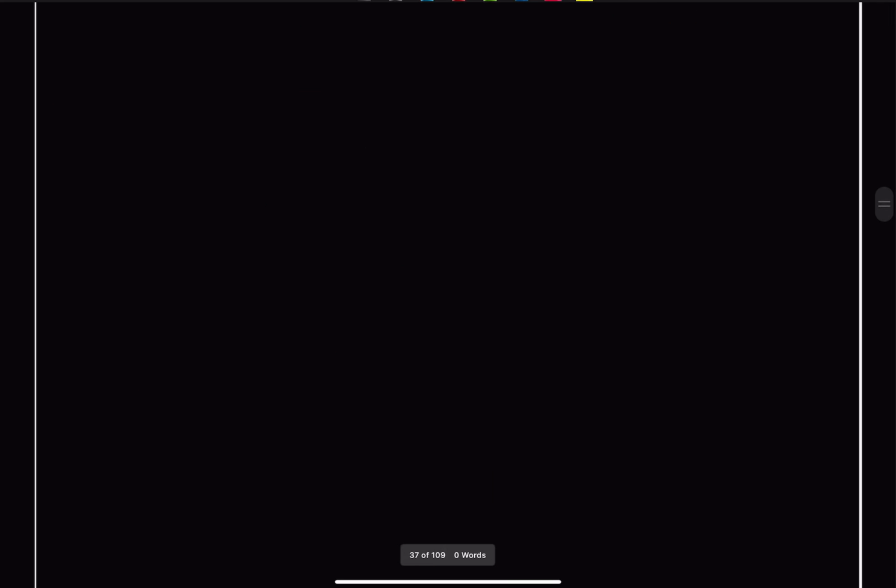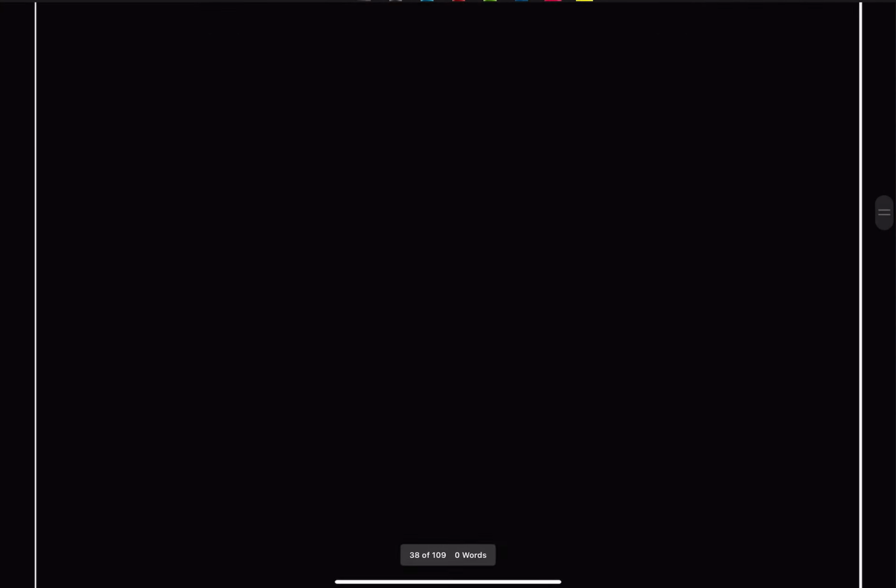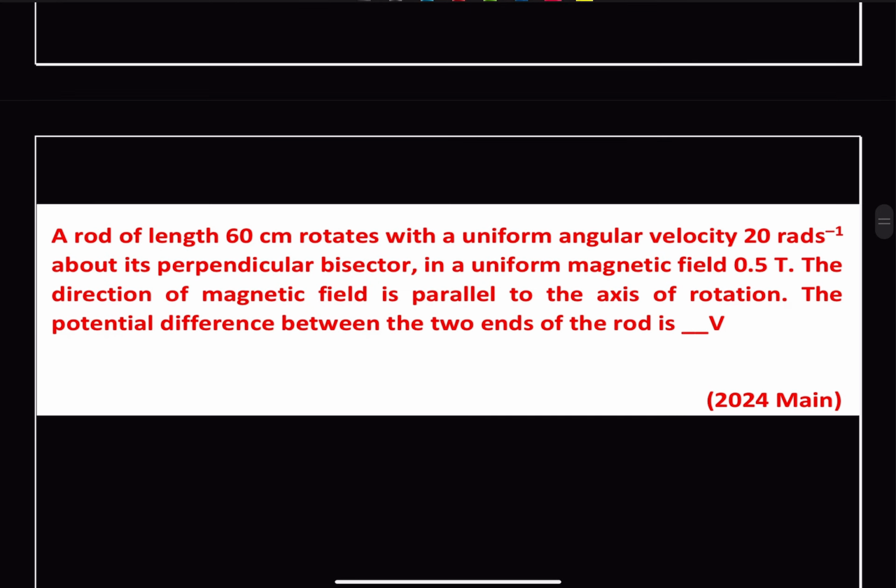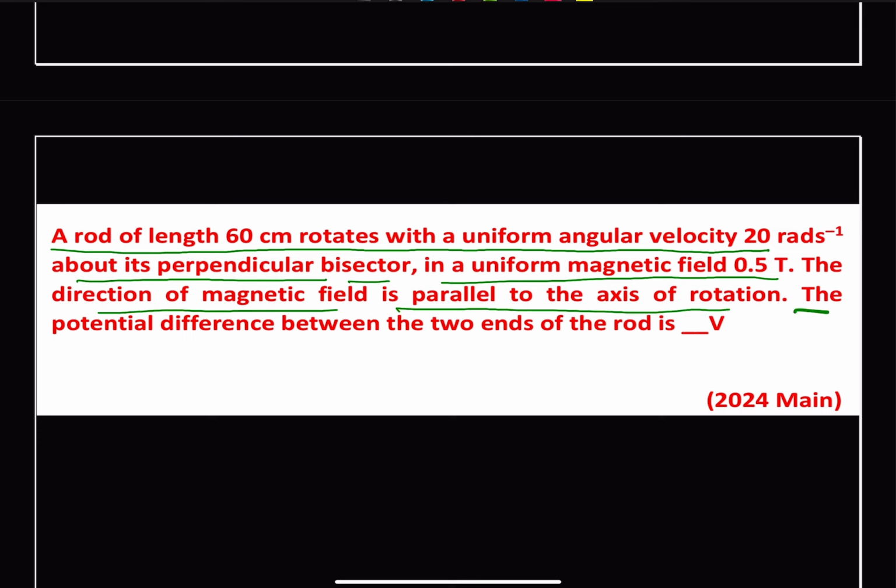Next question. It states that a rod of length 60 cm rotates with a uniform angular speed 20 radian per second about its perpendicular bisector in a uniform magnetic field of 0.5 Tesla. The direction of the magnetic field is parallel to the axis of rotation. The potential difference between the two ends of the rod is.